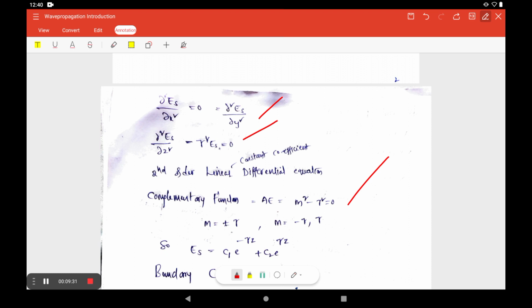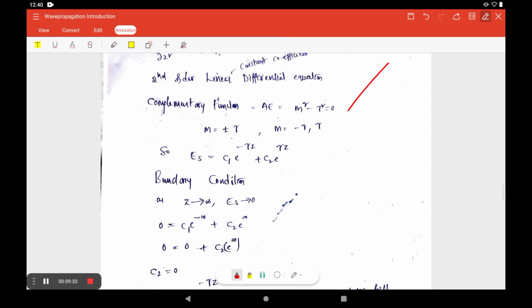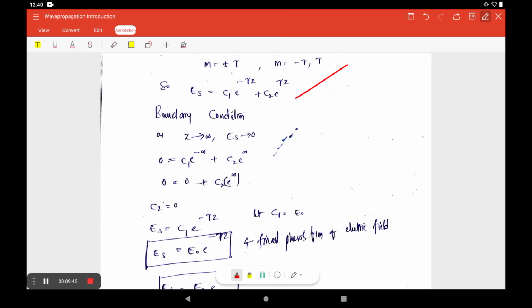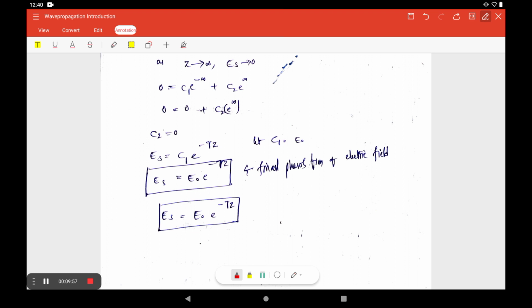After solving the standard mathematical equation, you will get the solution like this: Es is equal to C1 into e power minus gamma z plus C2 into e power plus gamma z. By applying the boundary condition, as z tends to infinity, Es also tends to 0. That means when z is at infinity, obviously the electric field is also equal to 0. So from that scenario, you will get Es is equal to E naught into e power minus gamma z, where C1 is a constant and C2 is equal to 0, therefore C1 into e power minus gamma z.